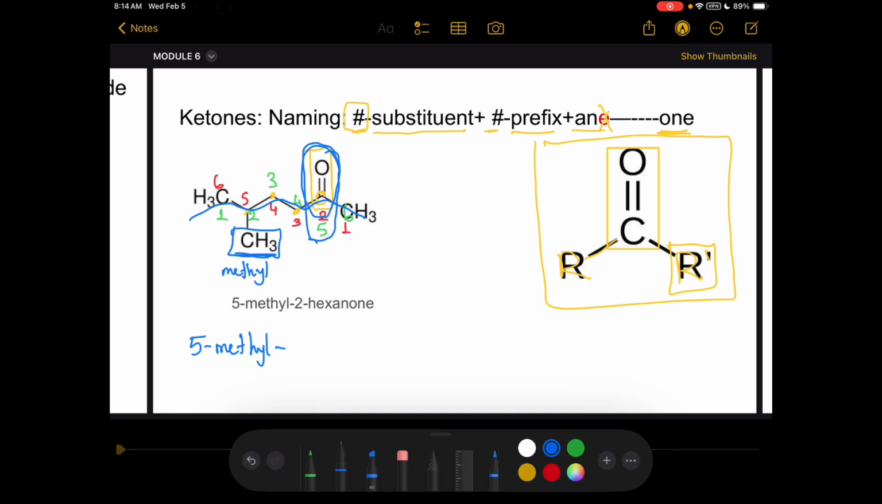Okay, now I have to name my ketone. My ketone is what? 6 carbon, hexane, and we're going to drop the E, replace with on, hexanone. But I also have to say where my carbon is located, and it's located on carbon number 2.